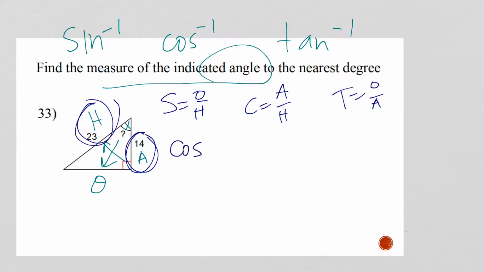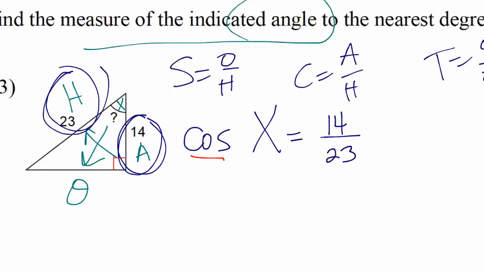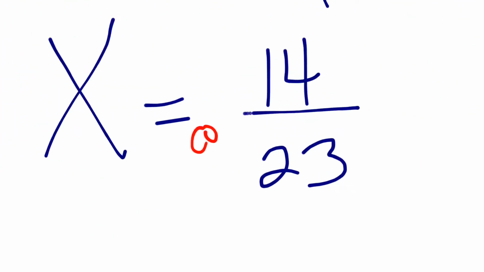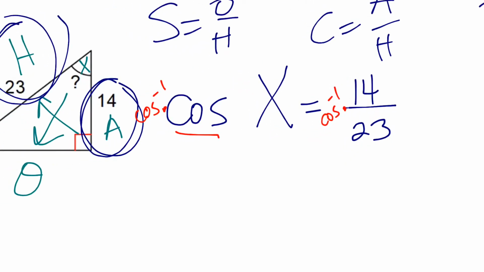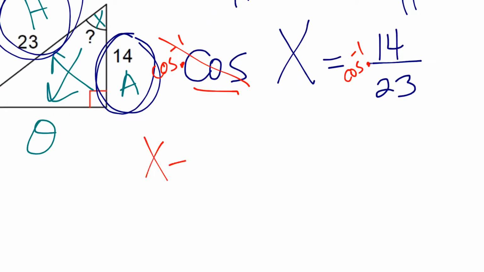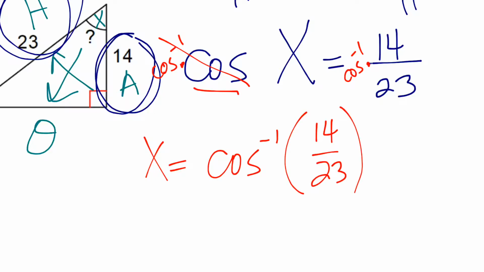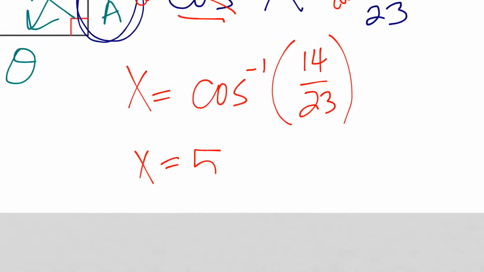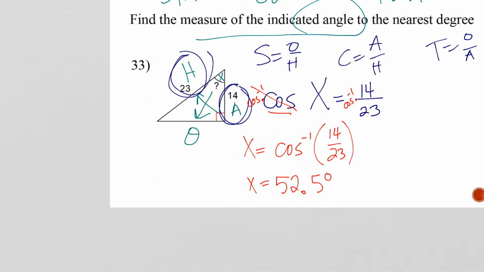So cosine of the angle in question is equal to the a value, which is 14, divided by the h, which is 23. Well, I need to solve for x, which means I need to get rid of cosine. I can't divide it, but I can multiply by the inverse of cosine. So now I have cosine inverse on both sides. The cosine inverse and the cosine cancel out. So now on your calculator, you would type in cosine inverse of 14 over 23, and you should get 52.5 degrees.